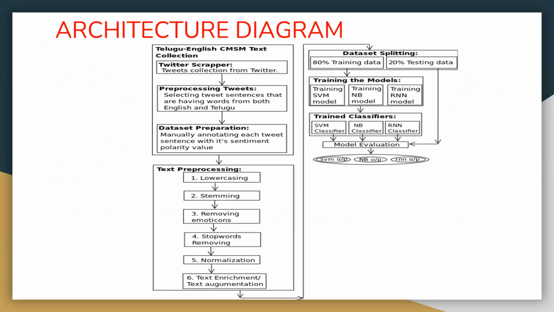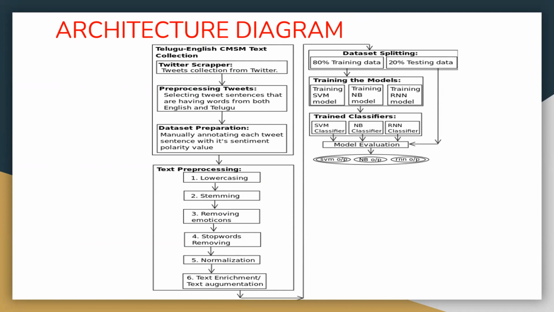This is the architecture diagram. We take Telugu-English code-mixed text collection, that is Twitter captions, and then we pre-process the tweets, that is selecting the tweets, the sentences that have words from both English and Telugu, and then we prepare the dataset, that is manually annotating each tweet sentence with its sentiment polarity value. Text pre-processing includes lower casing, stemming, removing emoticons, stop word removal, normalization, and text enrichment or text augmentation.